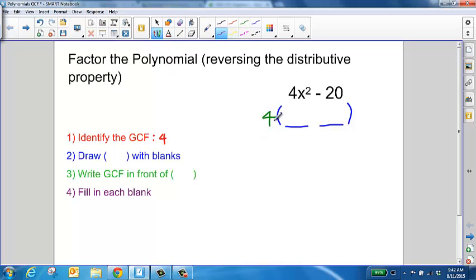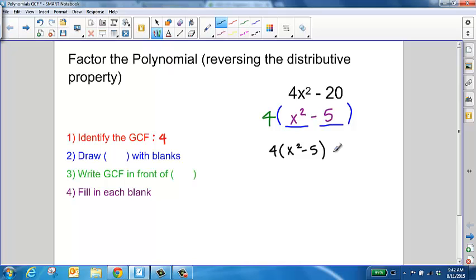So the way to do that is we need to figure out 4 times what is going to give us back 4x squared. So we know that 4 times x squared will give us 4x squared. Now 4 times what is going to give us a negative 20? Well, 4 times a negative 5 gives us negative 20. So if we are to factor 4x squared minus 20, that gives us 4 times x squared minus 5.